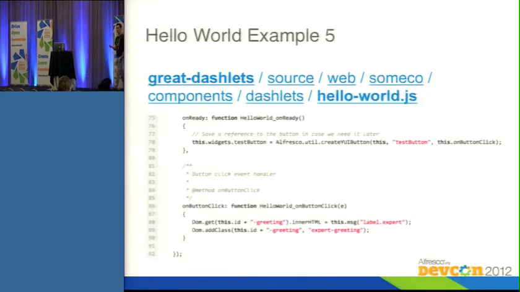Then we've got our client-side component, our client-side JavaScript. We've now got something in our onReady method. So this is the first time we've actually had our own custom client-side components doing some real work. We're using Alfresco.util.createYUIButton. We're referencing the button HTML via a unique ID, which is this test button.